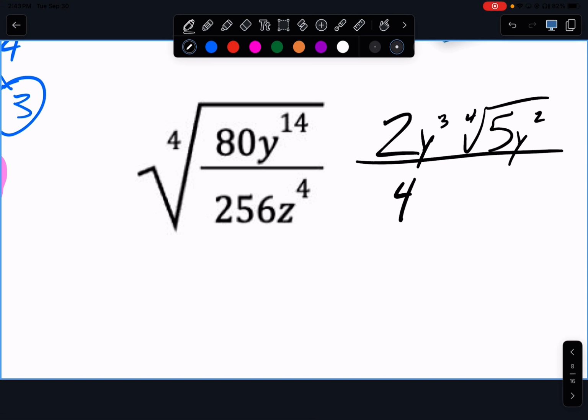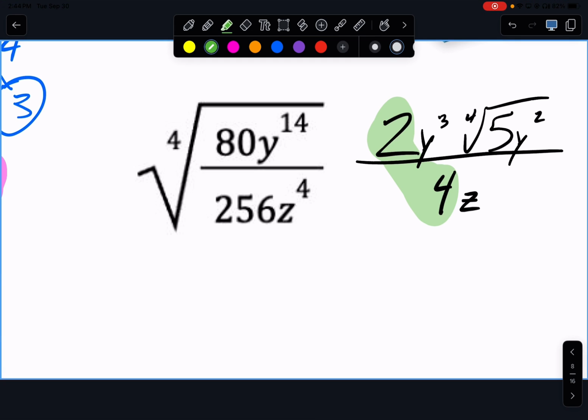Okay, what about the z to the 4th? Do we have a 4th root of z to the 4th? It's just z. Okay, just like that. Now, here's the last thing that we have to see. We have to see this right here.